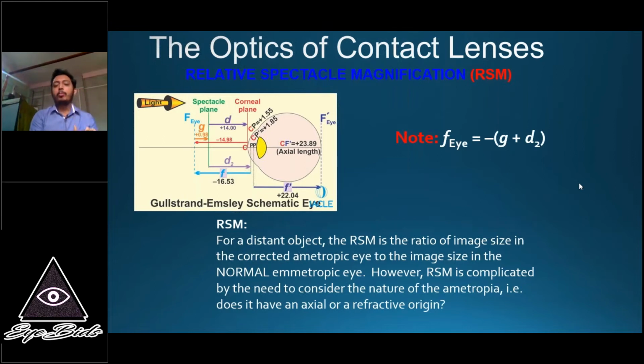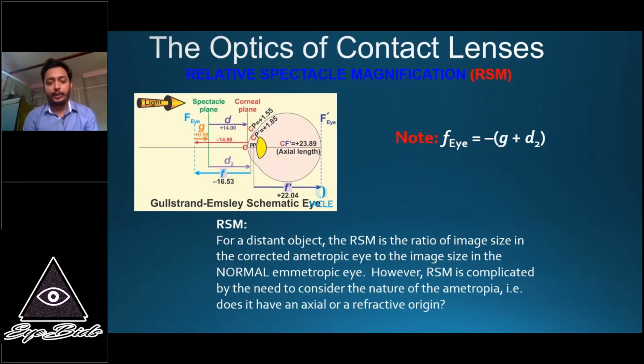So what happens for the myope is that with the spectacle lens the retinal image size will be a little bit smaller. In hyperopes it will be a little bit larger. But in relative spectacle magnification we do not differentiate myopia or hyperopia. We are talking about the image size in the ametropic eye, and we are comparing the image size of the ametropic eye with the normal emmetropic eye.